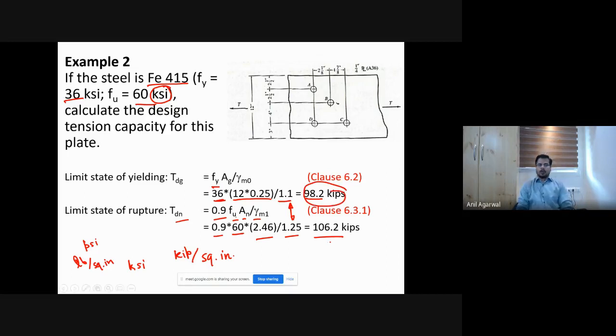Okay. Now, two things I have not explained in this discussion. One is where this 0.9 is coming from, and why are these two, 1.11 and 1.25, different? This we had discussed last time briefly. 1.11 versus 1.25. Why are these two different? Can anybody try to explain why two different values are used for the two limit states?